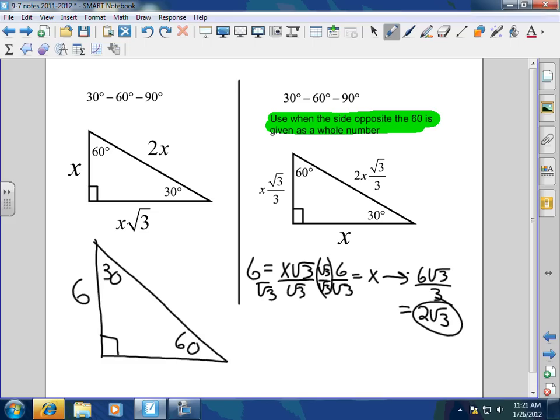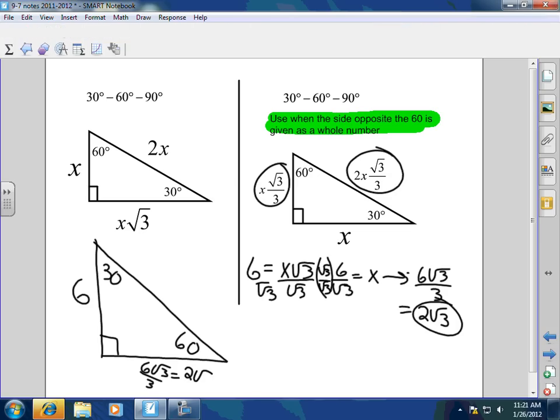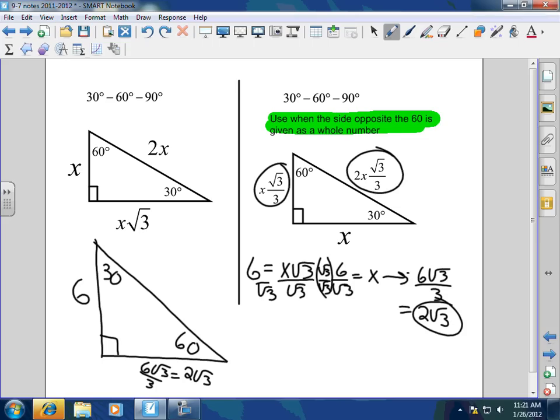You could do that. Or you could memorize some formulas. If the side opposite the 60 is 6, well then the short side is going to be 6 times radical 3 over 3, which equals 2 radical 3. And the hypotenuse is going to be double that size. So the hypotenuse would be 4 radical 3. Does that make sense, gentlemen?